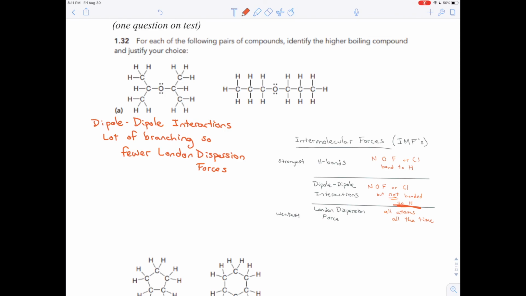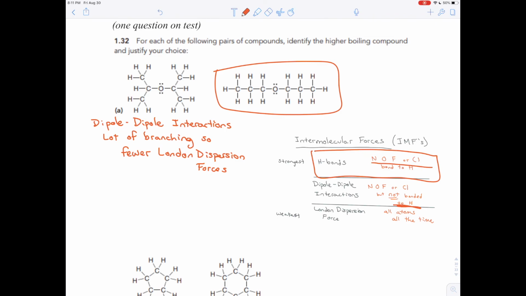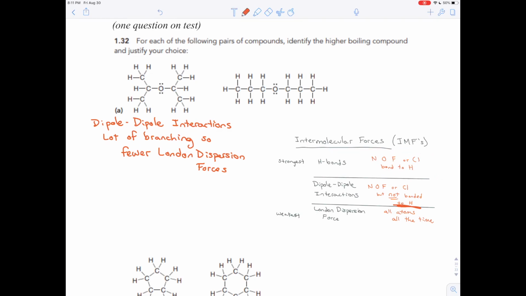If you look at the molecule on the right, is this molecule capable of forming hydrogen bonds with other versions of itself? It's not, because to form hydrogen bonds you need nitrogen, oxygen, fluorine, or chlorine, which we have, but it has to be bonded to hydrogen, and here this oxygen is bonded to 2 carbons. So there are no hydrogen bonds. Are there dipole-dipole interactions? There are, because you have an oxygen that's not bonded to hydrogen. It's bonded to 2 carbons on both sides.